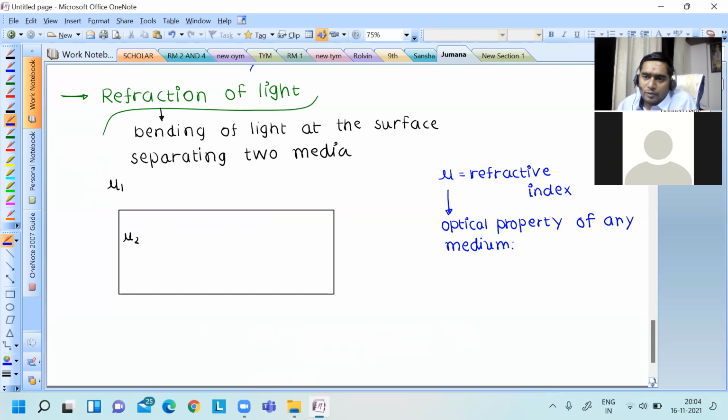Water is transparent as well as glass is transparent, yes or no? Yes. But if you just dip a pencil or a pen partially immersed, then you will observe that the bending of the pencil in water and in glass is totally different. So this thing actually happens. That is called the optical property of any medium. Okay, so let's draw a normal first.